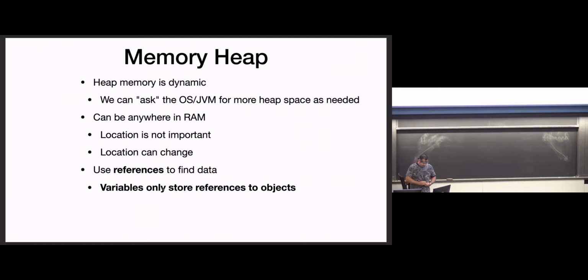So the heap gives us much more flexibility. This is more dynamic memory, where the stack is more static, it's rigid, it's very structured. Heap is very dynamic. You can ask for heap space whenever you want. Whenever we use the keyword new in our programs, we're asking the OS or the JVM for more heap space. Give me some heap space. I need enough space to store this player object or whatever we're creating. Give me that space somewhere in RAM.